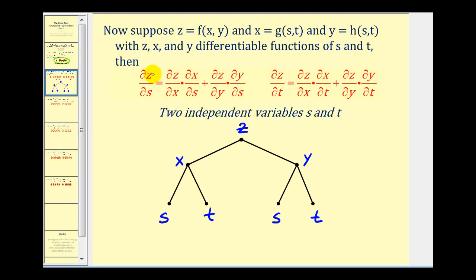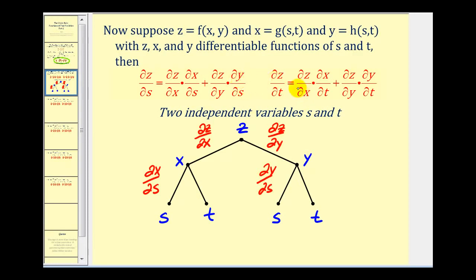Meaning if we want the partial of z with respect to s, we need to follow all of the paths down to the bottom that end in s. So the partial of z with respect to x would be this branch here. Notice how we go from z to x, and now we have to go from x to s, which would be the partial of x with respect to s, as we see here in the formula. And now there's also a path to s to the right. The first path leads from z to y. That represents the partial of z with respect to y, as we see here. And then from y to s, that would be the partial of y with respect to s, as we see here.